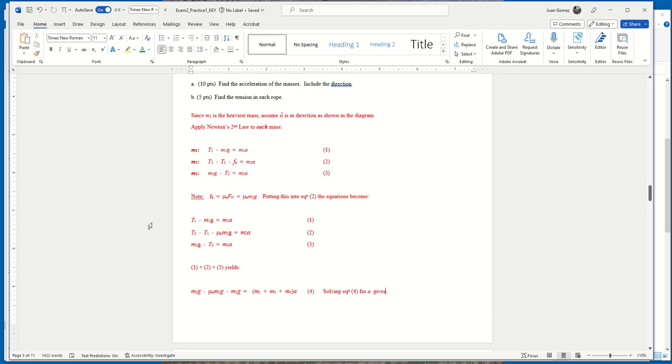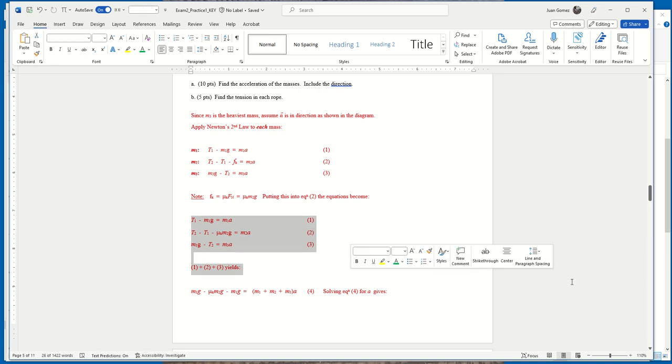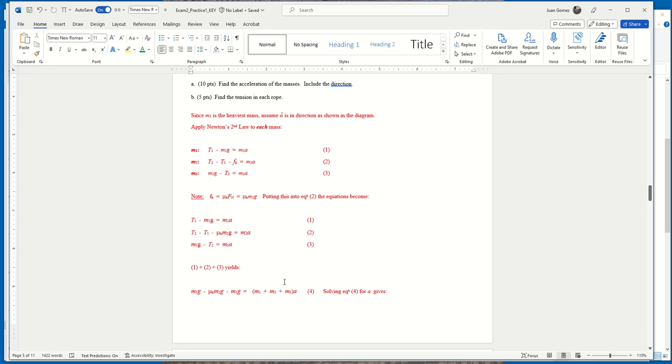Now on the right-hand side, I get M1A plus M2A plus M3A, i.e. parentheses M1 plus M2 plus M3, close parentheses, times A. So I'm calling this equation 4. And again, this is a very standard technique. What I did right there, that's very standard. So I get, again, M3G minus mu k M2G minus M1G equals parentheses M1 plus M2 plus M3 times A.